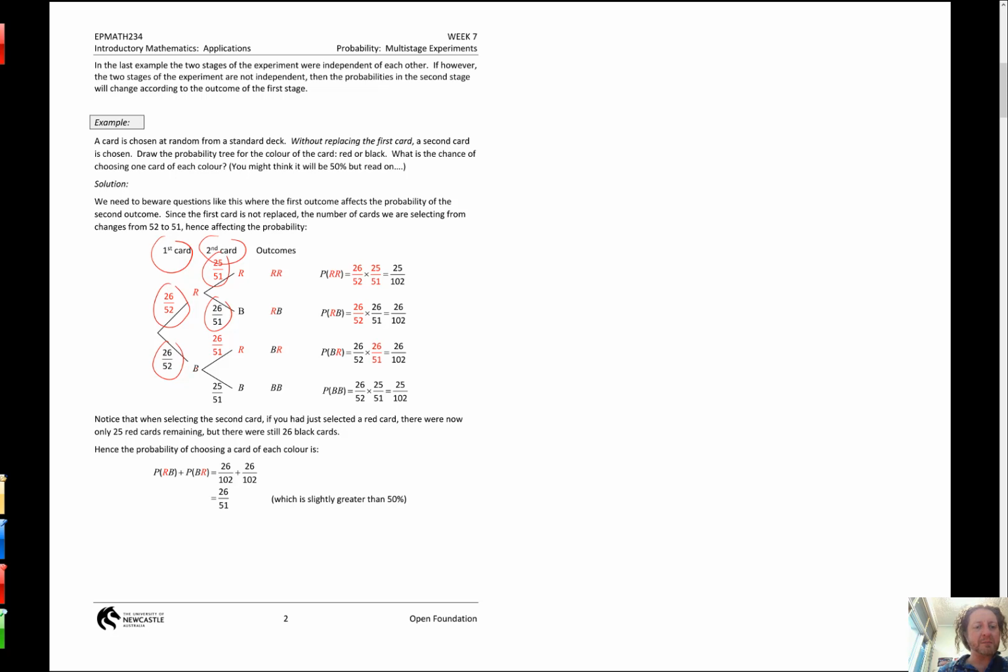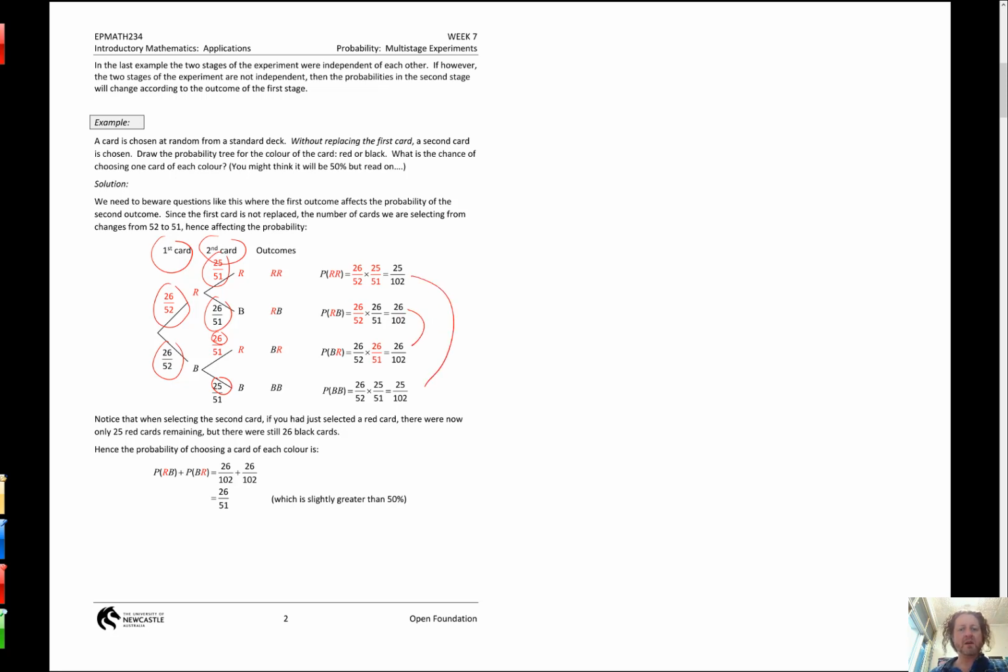Down here, if I picked out a black card, now there's only 25 black cards out of a total of 51, but there's still a full complement of 26 black cards out of a total of 51. And then we do our multiplications along the arms, and we get these probabilities. This one's symmetrical. You can see those 2 probabilities are the same and those 2 probabilities are the same.